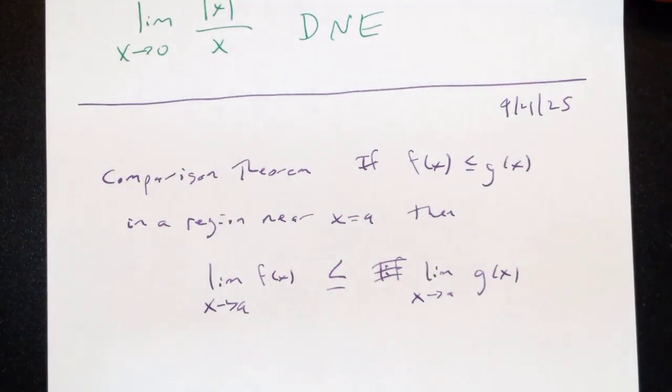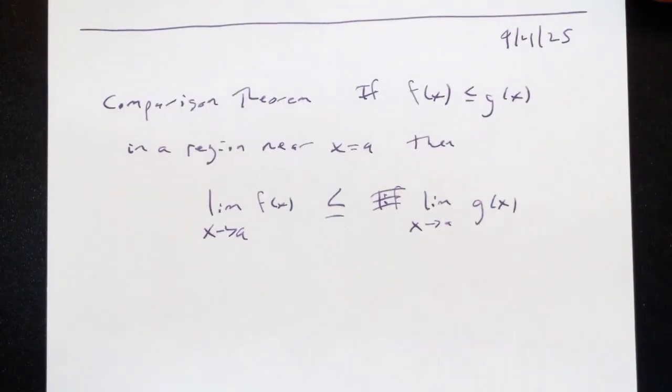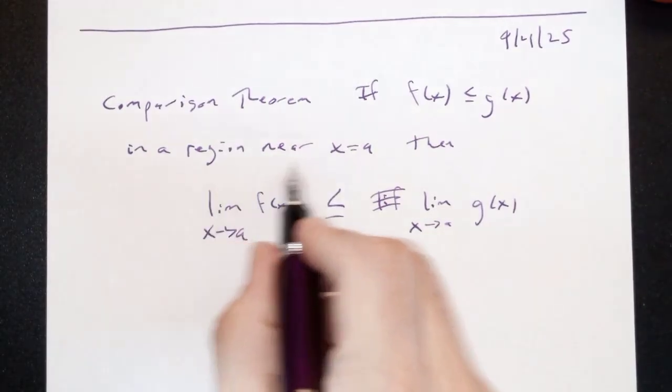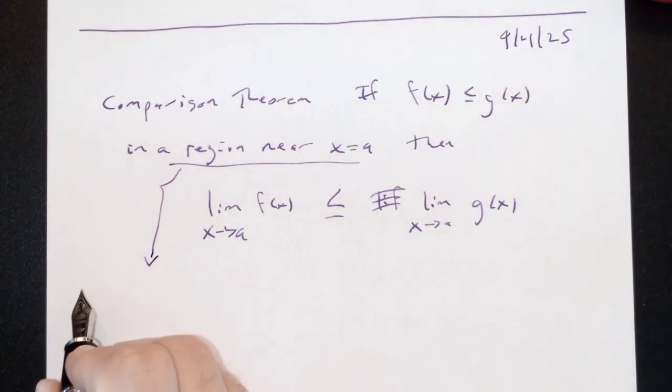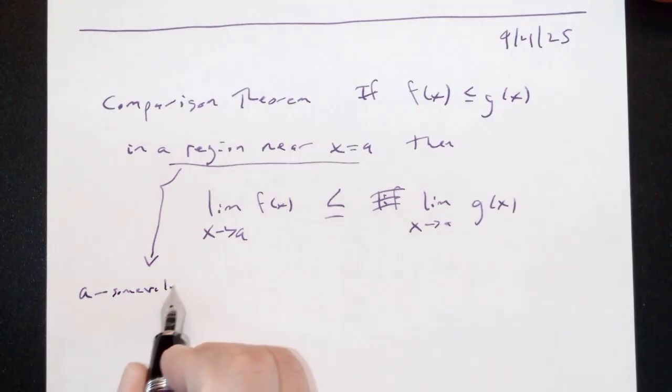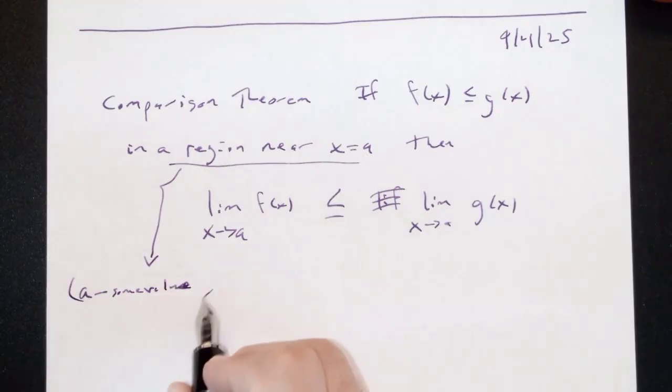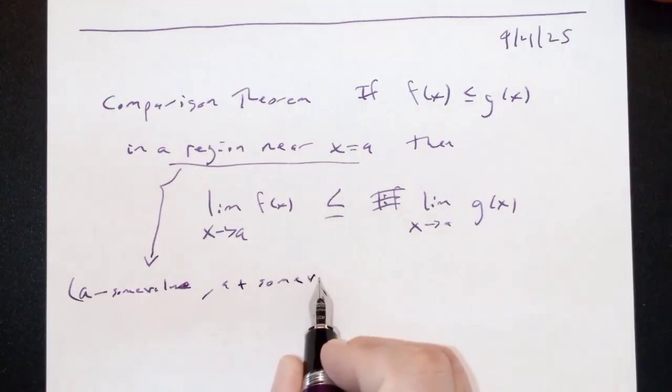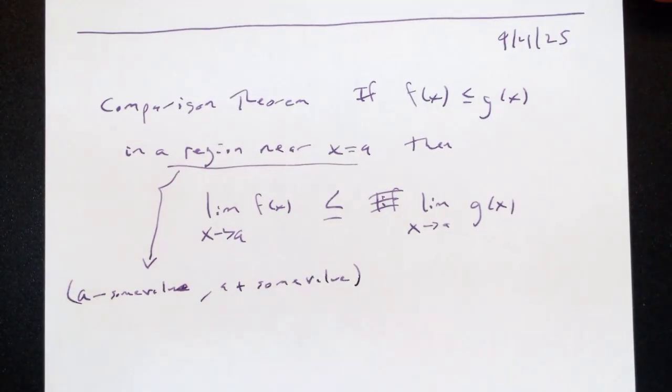But if I want to be pedantic and technical about it, I'd really say that a region near a point is some little interval. A little bit to the left of A, a little bit to the right of A. So this region near A is really a minus some value, a plus some value. And it doesn't even have to be the same value on each side. It just has to be sufficient. Some value, literally, the word, some value.